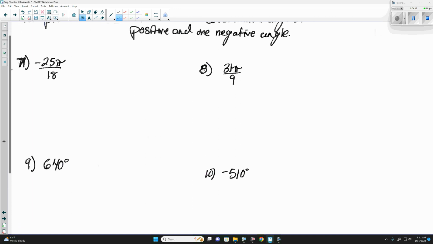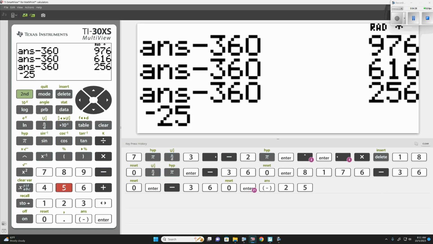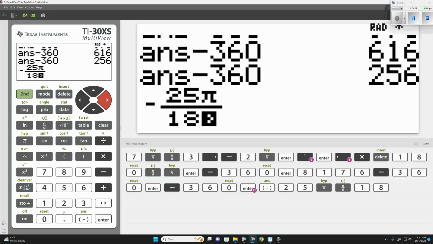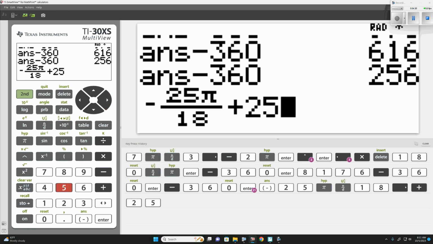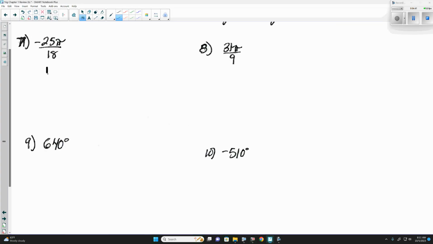Find two coterminal angles, one positive, one negative. Again, for these here, we're either adding 2 pi or subtracting it, or adding 360 or subtracting it. So negative 25 pi over 18. Here, we can add 2 pi. Because if it's a negative one that we're given to start with, I would try adding it first. We get 11 pi over 18. So that's our positive.